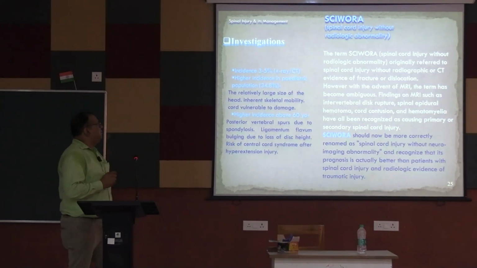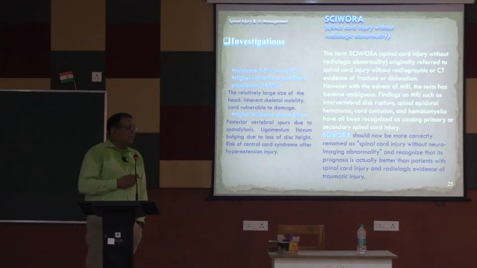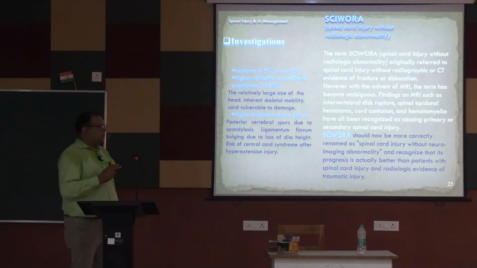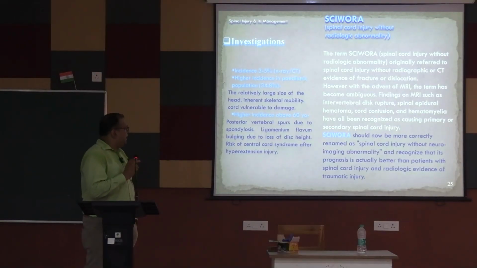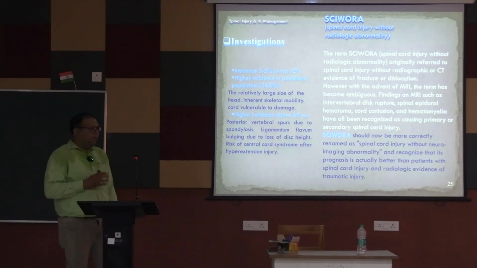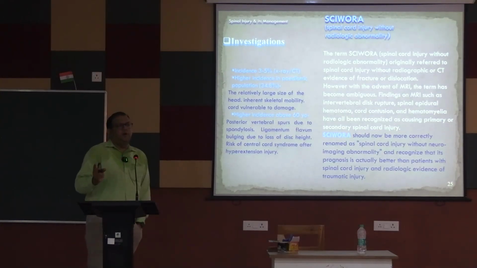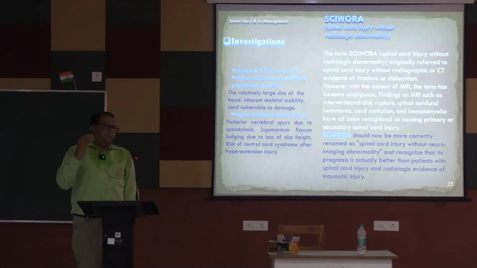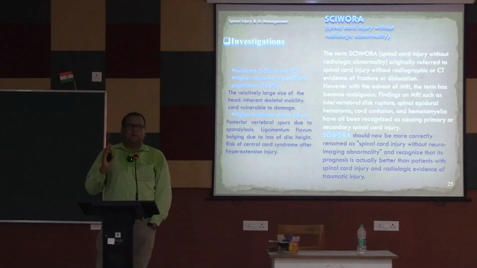There is something called SCIWORA. What is SCIWORA? It is spinal cord injury without radiological abnormality. It originally referred to spinal cord injury without radiographic or CT evidence. Right now, with the advent of MRI, this has become a little ambiguous. Earlier, SCIWORA was a very important term, because MRI was not so commonly available. So there would be no abnormality on a CT scan or an X-ray, but there would be neurological compromise.